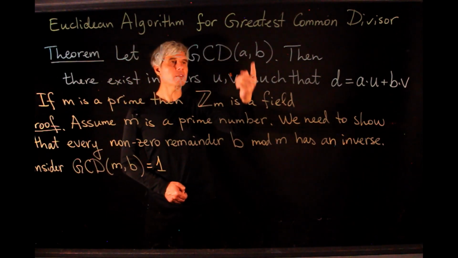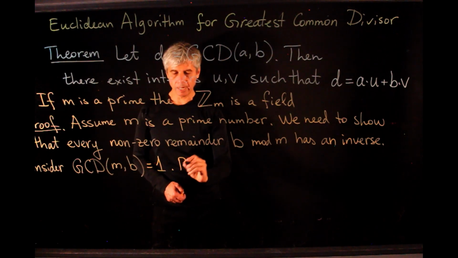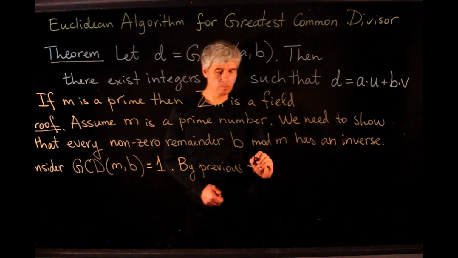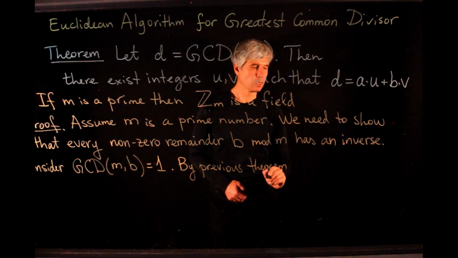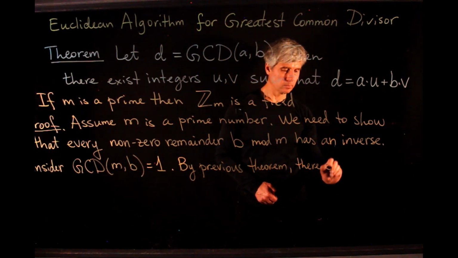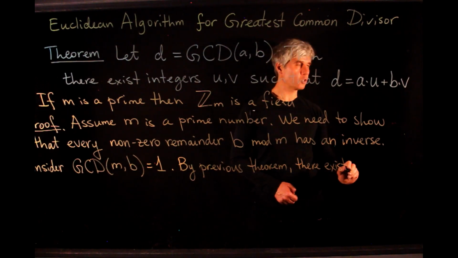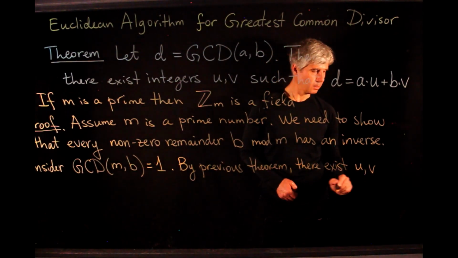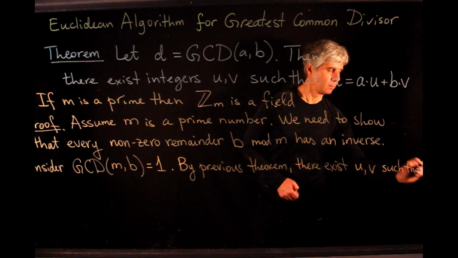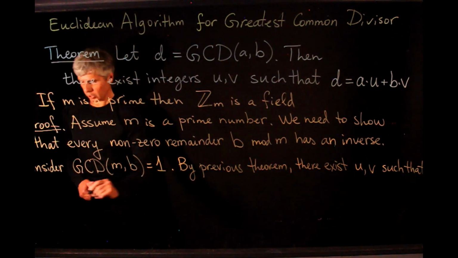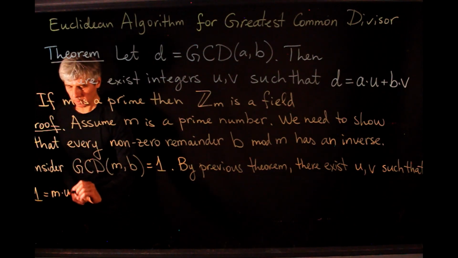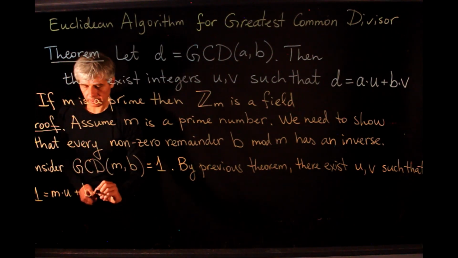Now let's apply the previous theorem. So by the previous theorem, there exist integers u and v such that d, which is 1, is equal to m times u plus b times v.